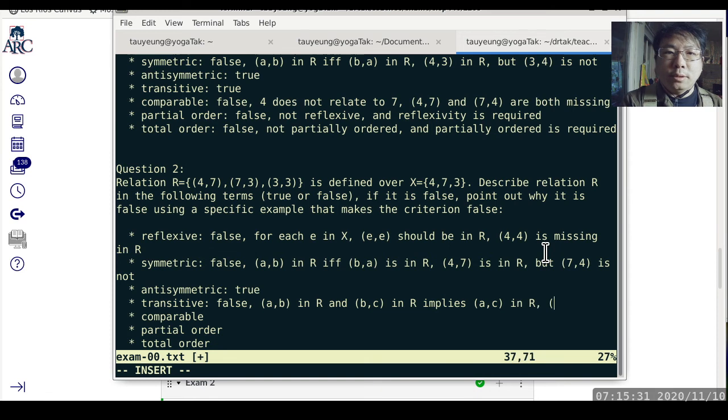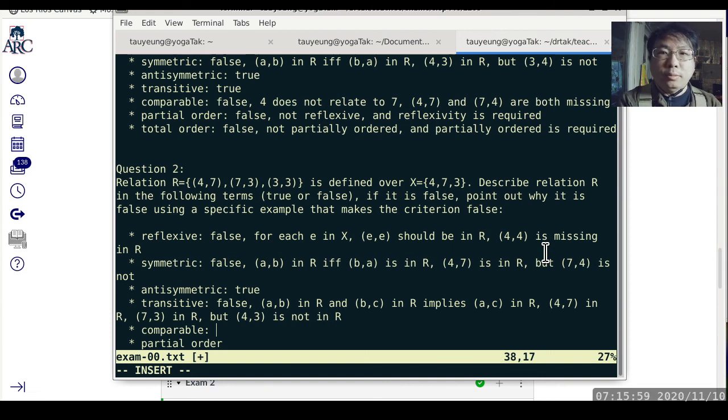So in this case, we can see how we have 4, 7 in R. We have 7, 3 in R, but 4, 3 is not in R. That is the explanation. Is it comparable? So we can quite easily tell, just by the number of elements, that it is not comparable. But we also want to be able to explain why it is not comparable.